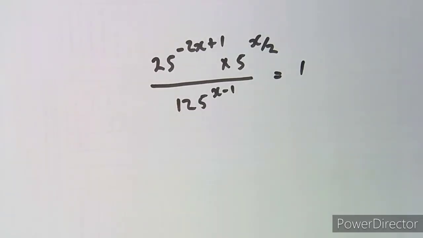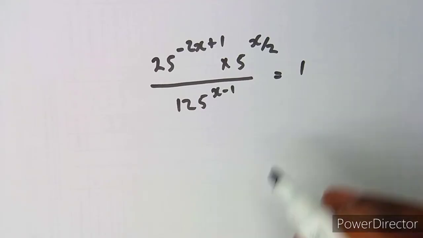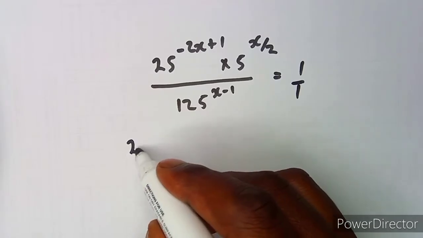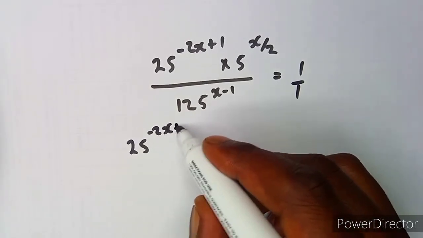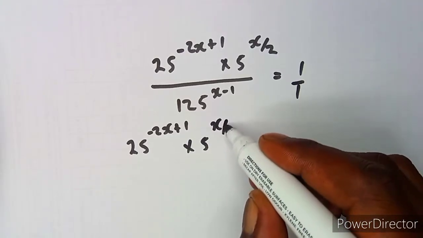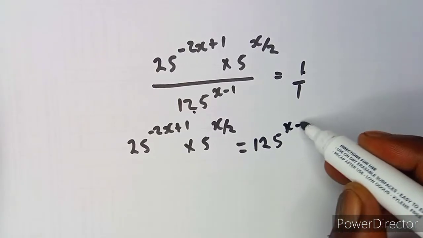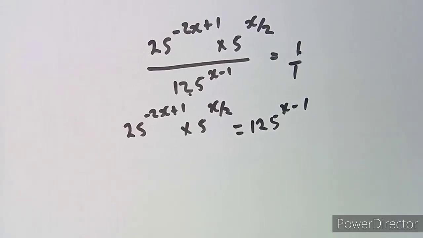If we cross-check this part, we are working with an equation where we have fractions. We can get rid of these fractions by cross-multiplying. This one is same as over 1. So if we cross-multiply, this is going to remain as 25 to the exponent of minus 2x plus 1 by 5 to the exponent of x over 2, which is equivalent to 125 multiplying 1, which is 125 raised to the exponent of what? Of x minus 1.